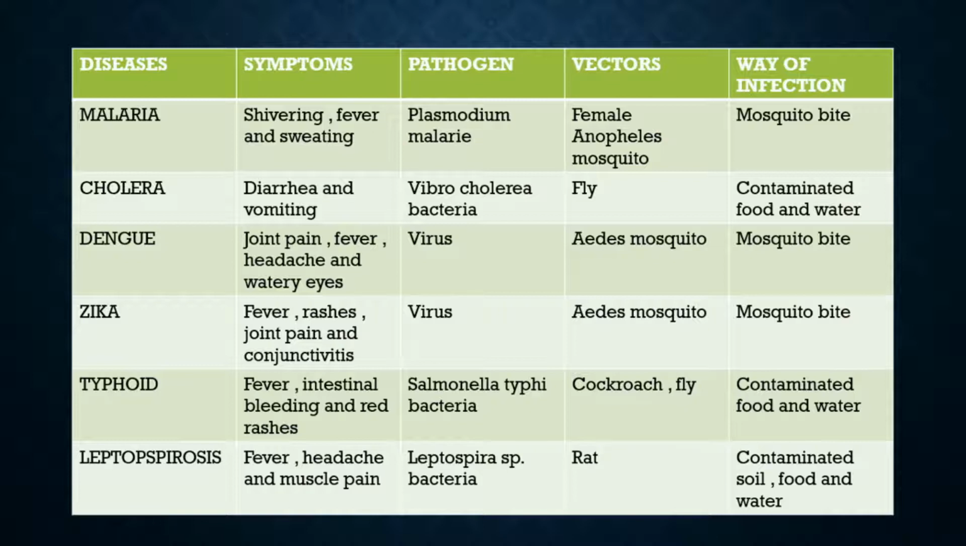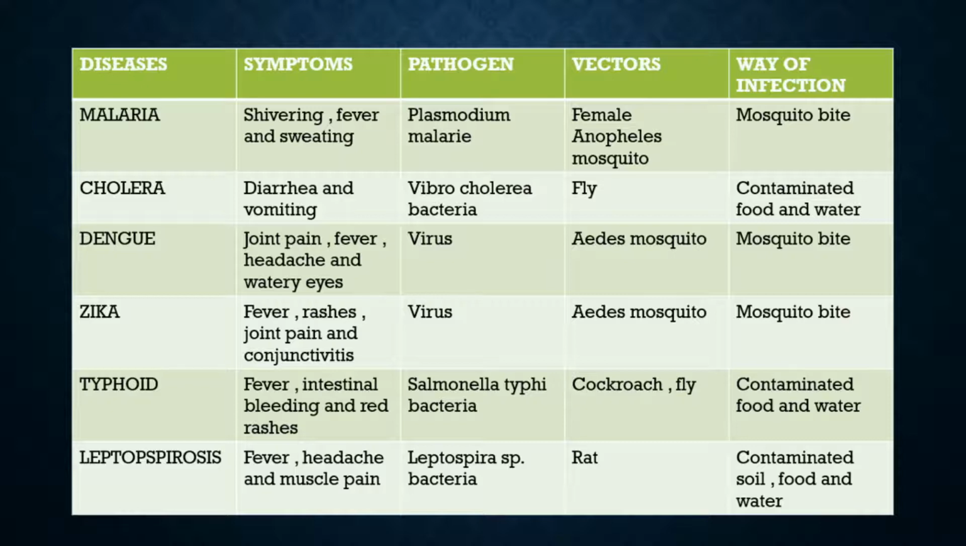Dengue. The symptoms are joint pain, fever, headache, and watery eyes. The pathogen is a virus. The vector is the Aedes mosquito. The way of infection is mosquito bite. Zika. The symptoms are fever, rashes, joint pain, and conjunctivitis. The pathogen is a virus. The vector is the Aedes mosquito. The way of infection is mosquito bite.